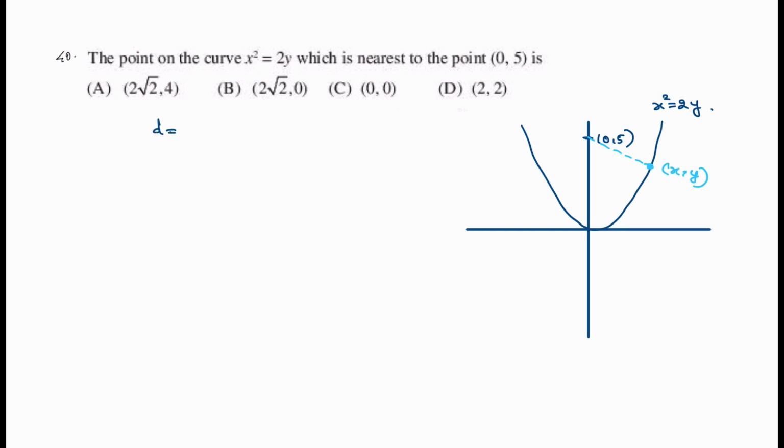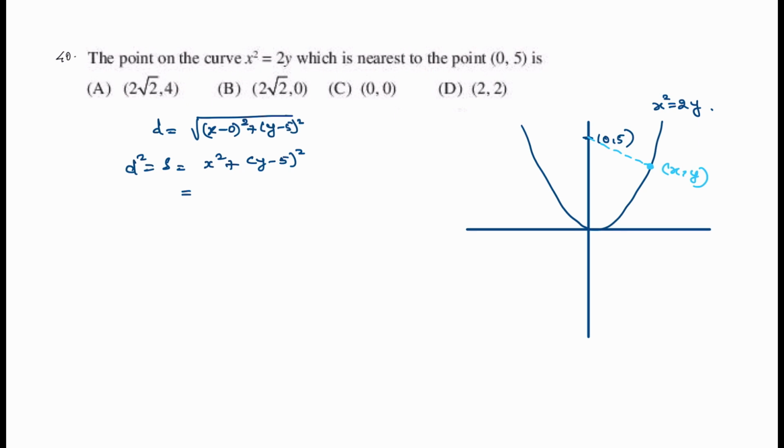So the distance formula is root of x minus 0 the whole square plus y minus 5 the whole square. Now we have to differentiate this. To make our differentiation easier, we will square both sides. In maxima minima questions, we can square and do it. D square, I will take it as S, which is x square plus y minus 5 the whole square. In this equation, we have two variables, x and y. We will eliminate one of them.